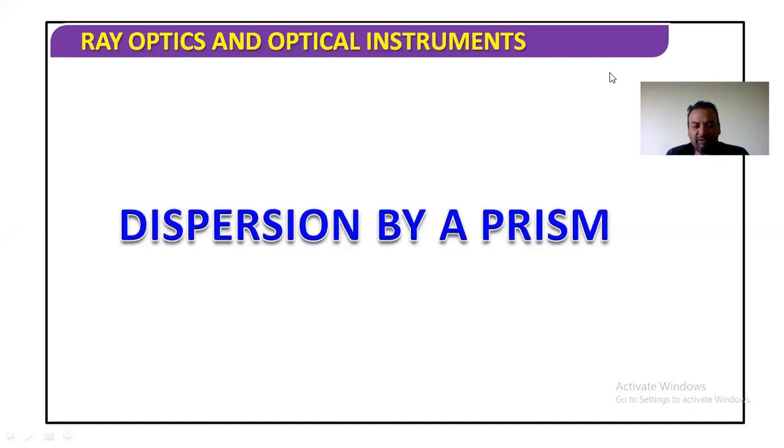Depending upon the wavelength of the light rays, the bending will be there, the deviation will be there. So basically the prism is doing two jobs. First is the dispersion and second is the deviation. Already in our previous lecture we studied about the deviation of light. So today we are going to study the dispersion of light by a prism.